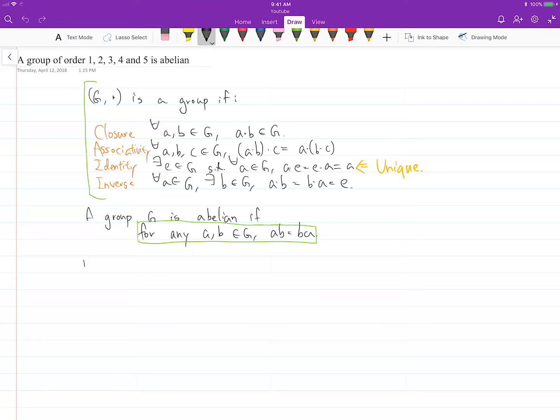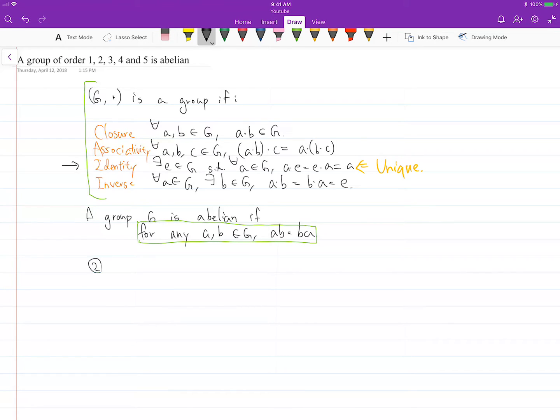So we're going to start with a group of order 1. So it just has one element. I'm just going to call it X. From the definition of a group, we have identity. So we have to have an element called identity. And that element, when you multiply with any element, you get the same element. So X times X equals X times X. So this is abelian. This is pretty simple.